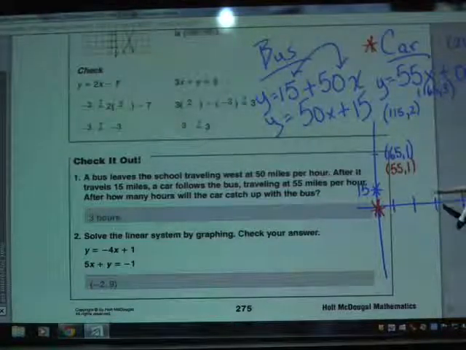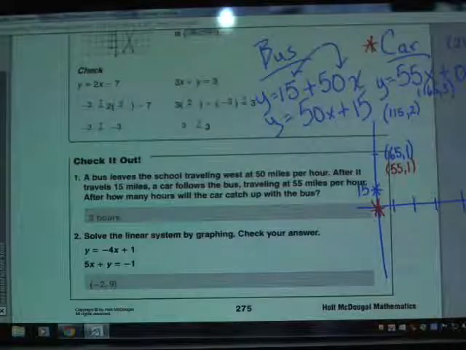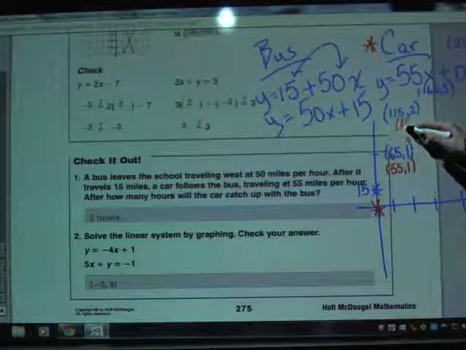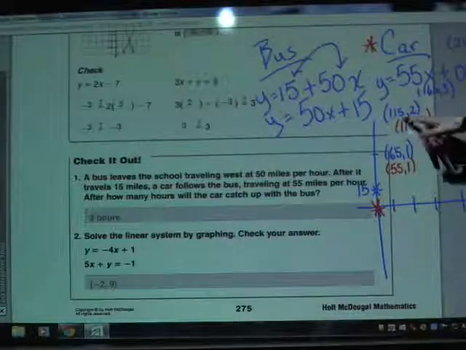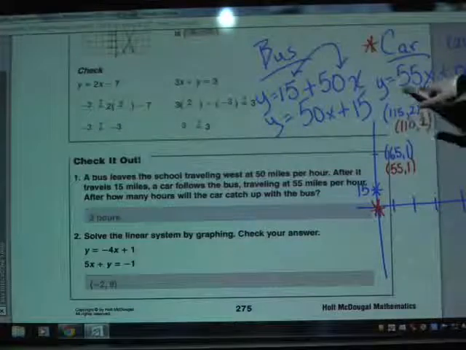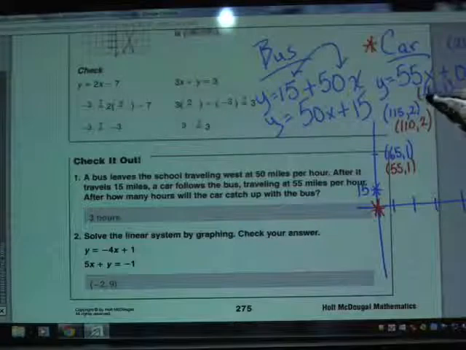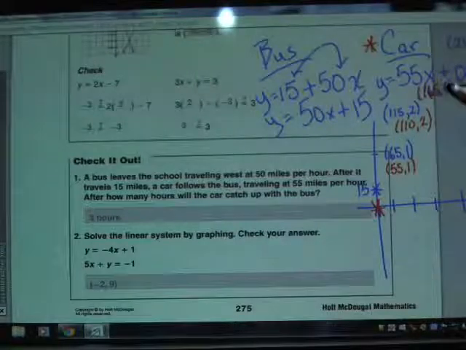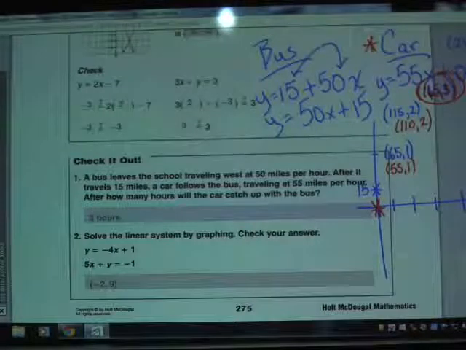When I go over another 1 hour here, I'm going to add another 55 to that, because again, I'm going up 55 and right 1. When I do that here, that's going to give me 110, comma 2. Well, that's interesting. I'm getting pretty close here. Next jump, I'm going to go up another 55 and right another 1. Well, when I do that, lo and behold, I'm at 165, comma 3. Well, that's a point I already had, which is why I wrote it on top of that one.